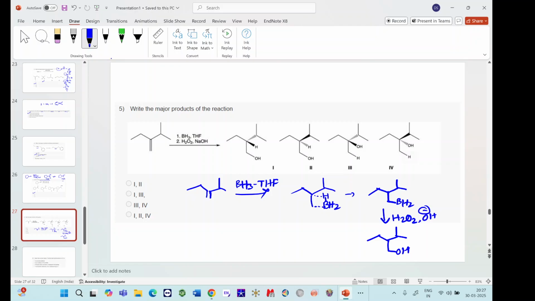Now, as this is a syn addition, okay, based on the relative geometry of this isopropyl group, it can form two isomers, okay, either this one or the other one. So this one will be an enantiomer.